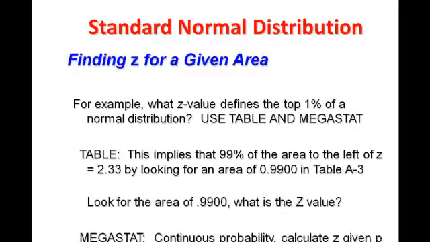This particular slide gives you the instructions on how to do it using the table and how to do it using Megastat. Here I've said look for the area of 0.9900. If you look for that area, you know what? It's going to give you the reverse. So you really should look for 0.0100. Looking for 0.9900, what z-value will that give you? Or maybe I should ask, where will that z-value lie? If we look up this area, that z-value will lie to the left of the mean. You'll have the same value, but it'll be negative 2.33.